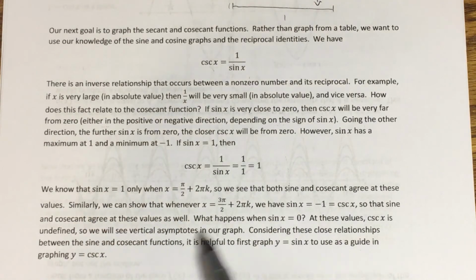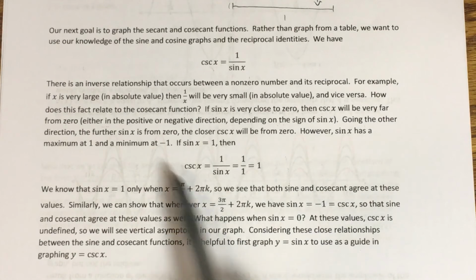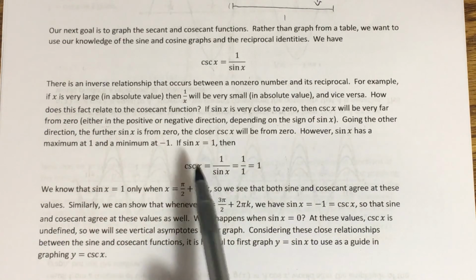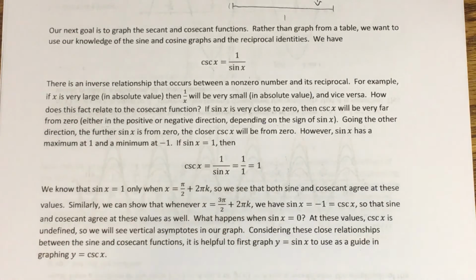Similarly, if sine of x is equal to -1, you can do a similar derivation here to show that cosecant of x will equal -1. So that means if you look at the graph of your sine function at the maximum and minimum values, the graph of cosecant will share points at those maximum and minimum values. And anywhere that sine of x is equal to 0, which is where it crosses the x-axis, those are going to produce asymptotes for our cosecant function.